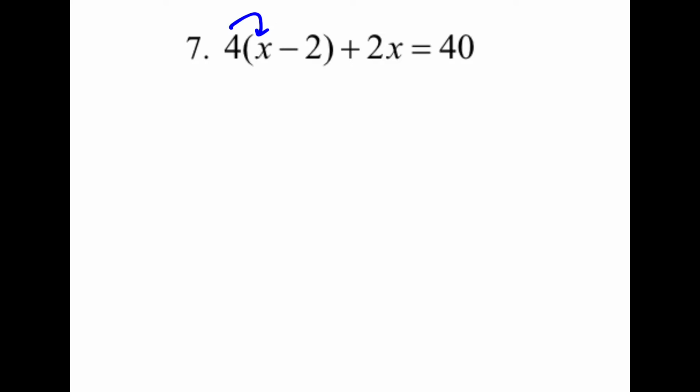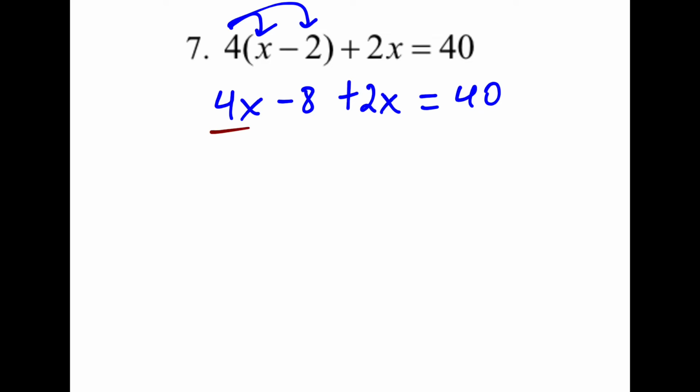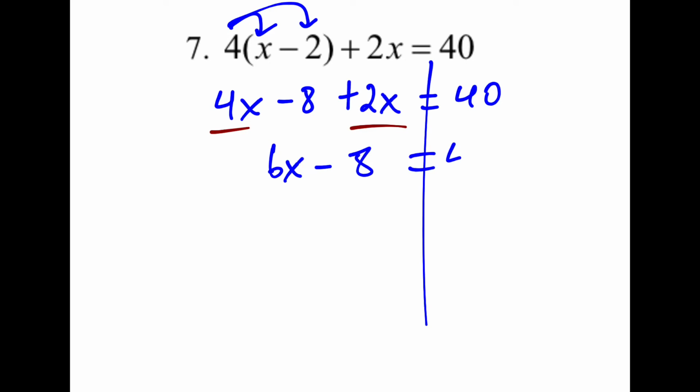Next up, some distributing. This gives me 4x minus 8, and the plus 2x just is carried down. It does not change at all. So notice I have two x terms on the same side of the equal sign. I can put them together. This gives me 6x minus 8 is equal to 40.